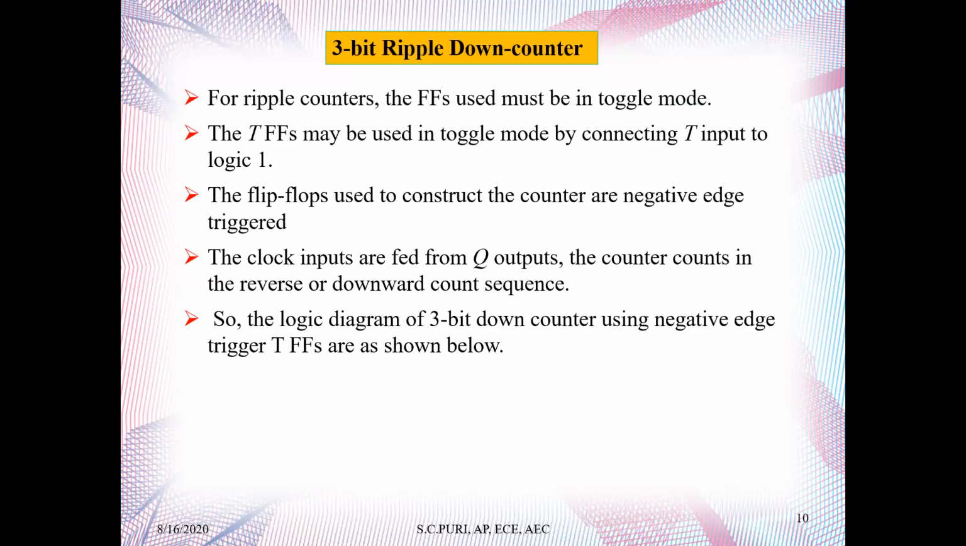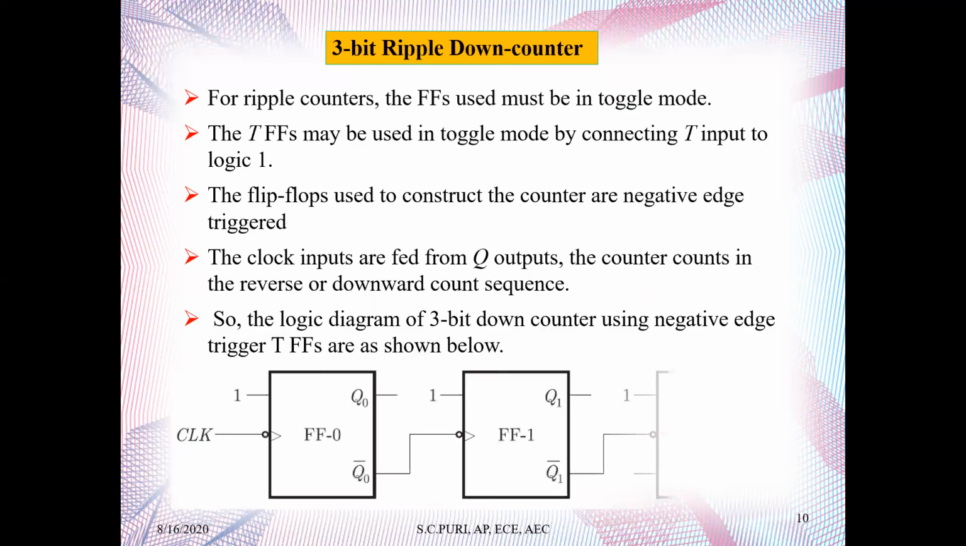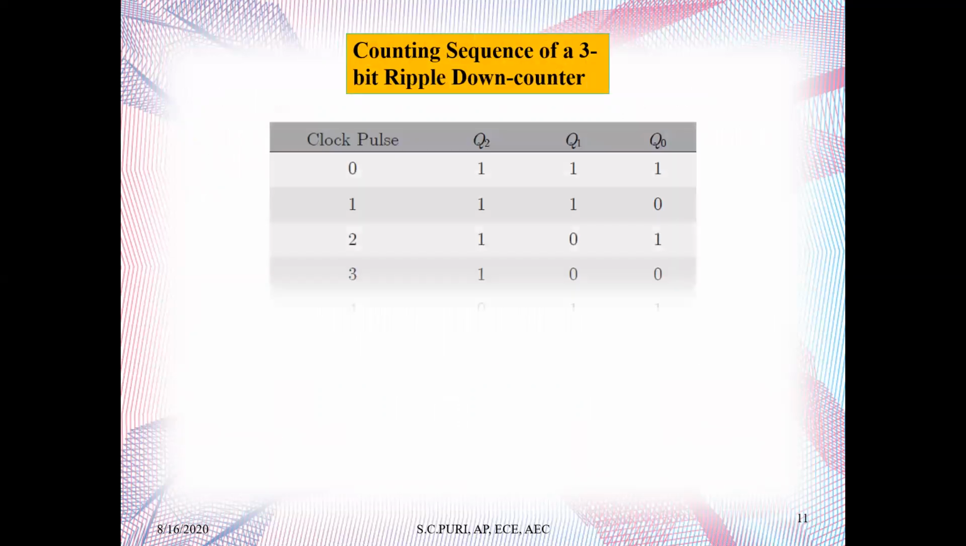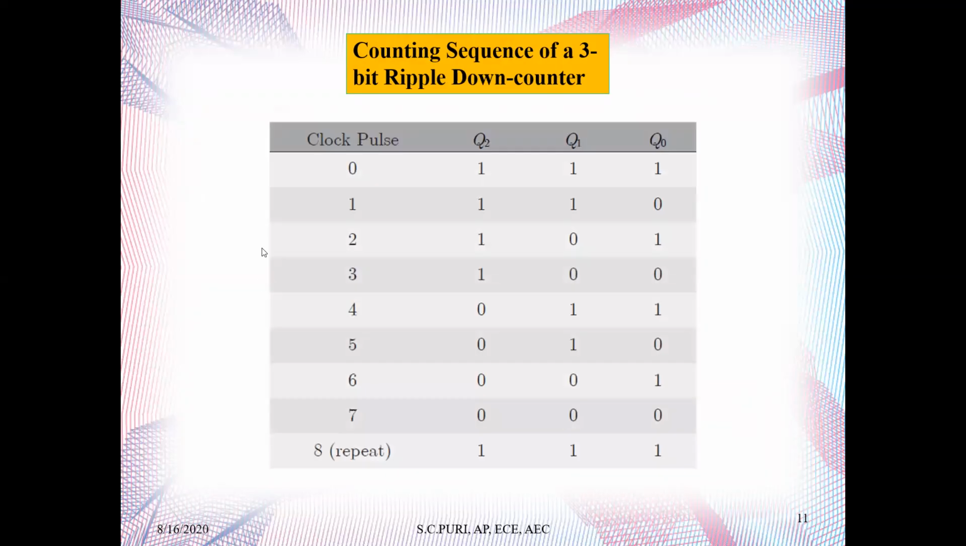So the logic diagram of a 3-bit down counter using negative edge triggered T flip-flops is as shown below. As you can see here, it's a simple T flip-flop, and this is the connection. So now let us see the counting sequence. For down counting, we require that previously all the flip-flops should be preset to 1.